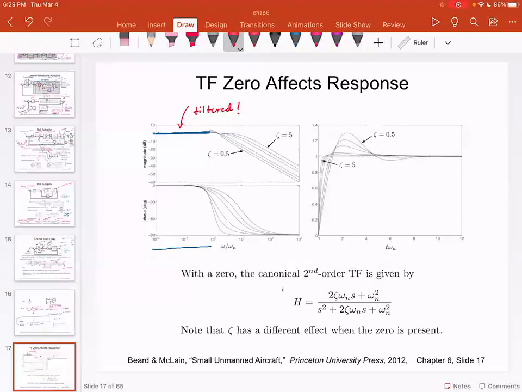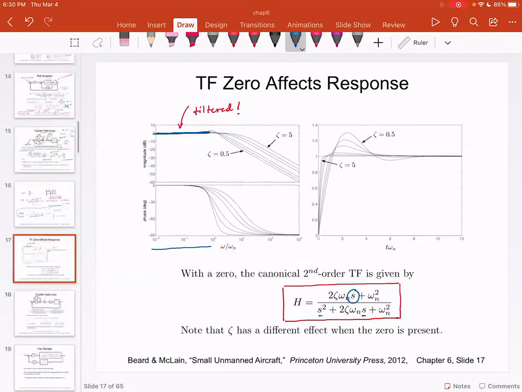If you look at this transfer function, the canonical means the representative transfer function, you will observe you have one zero and two poles. And this is going to attenuate the response of the system. Now, what is the implication of that on the course hold? In other words, if you have oscillations in the course hold, then those oscillations will be attenuated by this zero in the numerator.